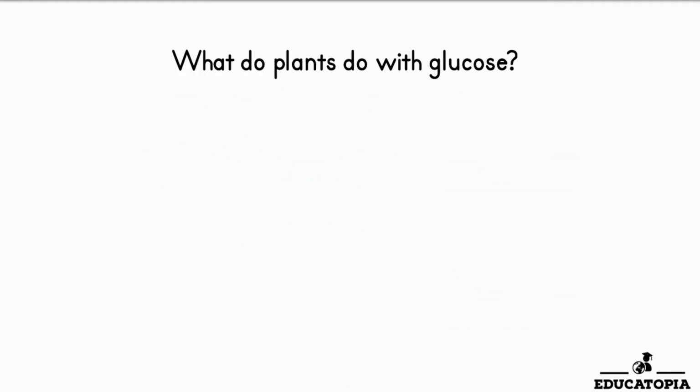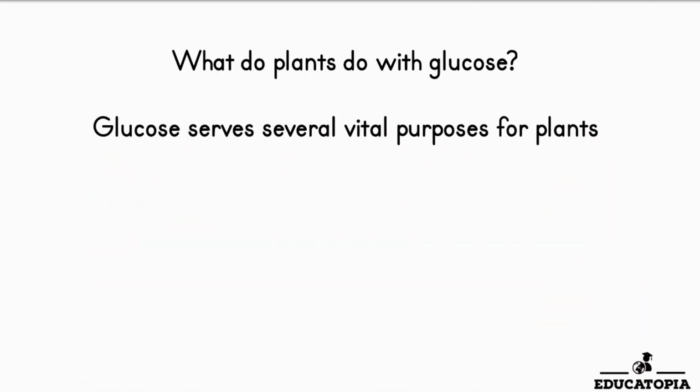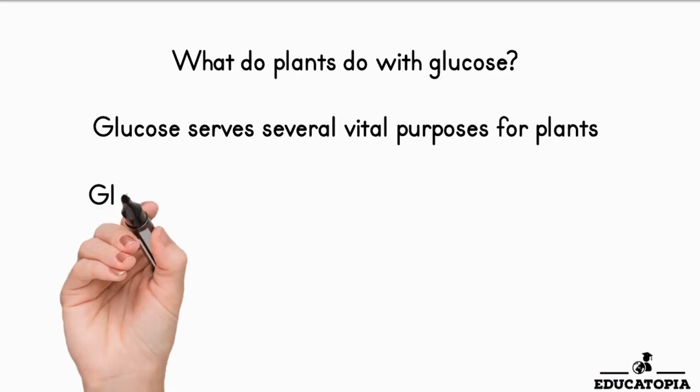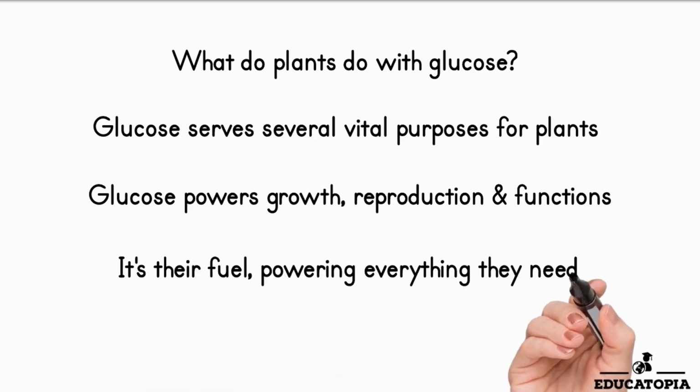So, now that plants have glucose, what do they do with it? Well, glucose serves several vital purposes for plants. Let's explore some of its main uses. First, glucose is the main source of energy for all the plant's activities, such as growth, reproduction, and maintaining vital functions. It's like their fuel, powering them to do everything they need to survive.